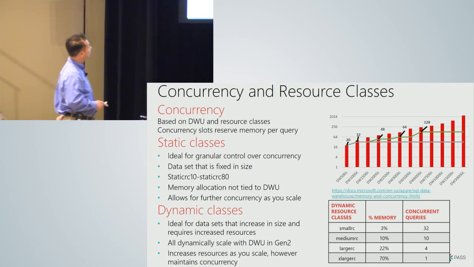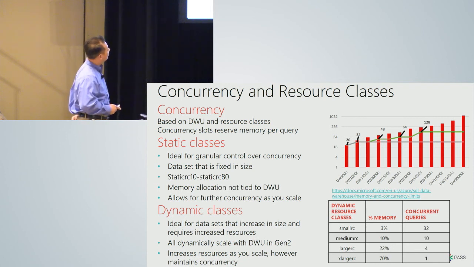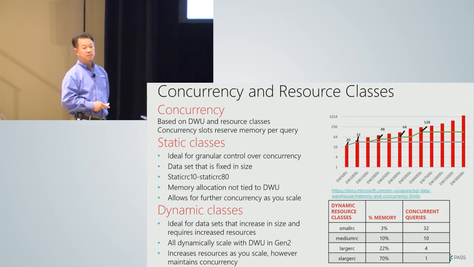So as you see from the chart right here, you can start out, depending on the resources, from the DW 1000, where the high is 32. But if you want to leverage the full 128 concurrency, you want to scale out to DW 6000. That's where you get the 128 concurrency that you're looking for. Whereas, as you can see, the dynamic resource class flattened out at 32 all across, regardless of the DW that you use. Okay?